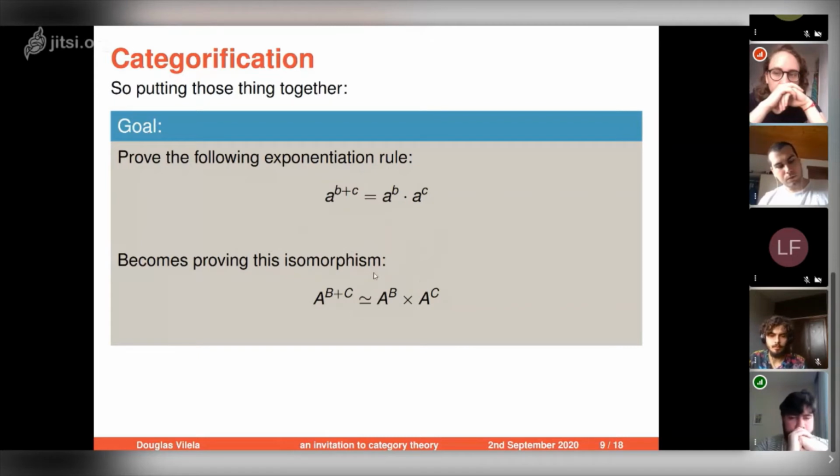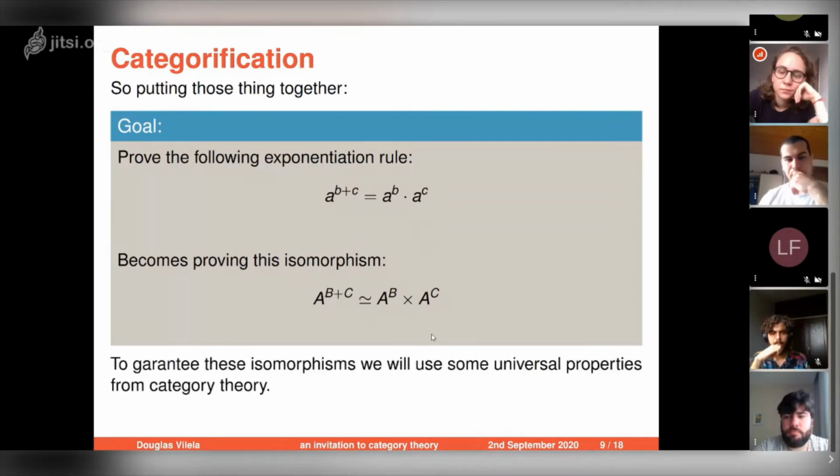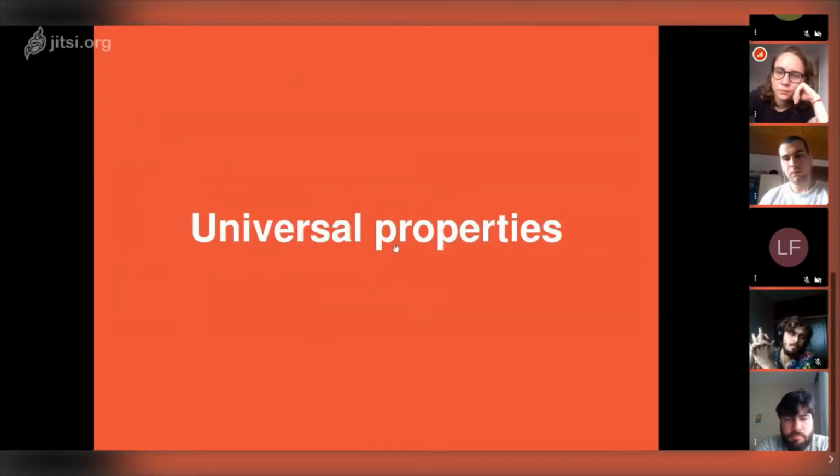But for now, a better term could be a translation from natural number results to set theoretical results. So to assure this isomorphism, we're going to use a universal property that holds for this category of sets, or, saying it in another way, a property that we're going to have in set theory. So think now in universal properties.